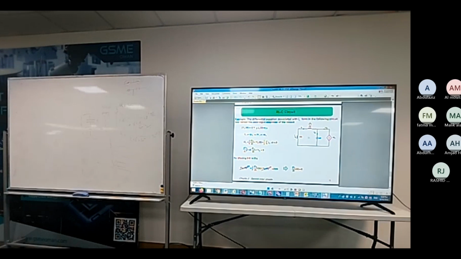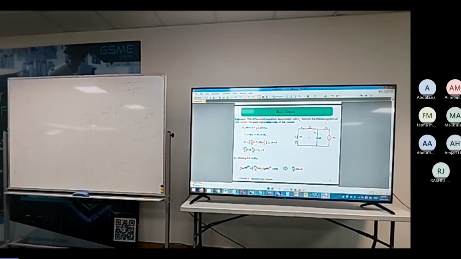Use KCL. Yeah, we only know KCL and KVL. We should use KCL and KVL. The initial voltage of the capacitor is minus 2 volts, and the initial current of the inductor is 1 amp.